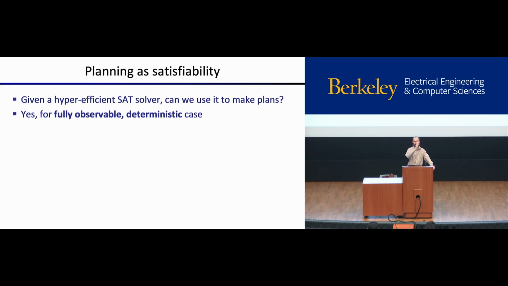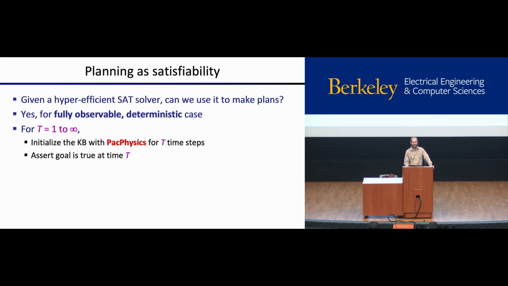So on Tuesday, Pac-Man didn't know exactly where he was. He could just see walls next to him. We'll get back to that, but for planning, that's not the setting. For planning, we tell Pac-Man everything, and now it's just searching for a plan. So for t equals 1 to infinity, we initialize the knowledge base, we start with t equals 1, and then we'll do all the next stuff, and then if it doesn't work, we'll go on to higher t.